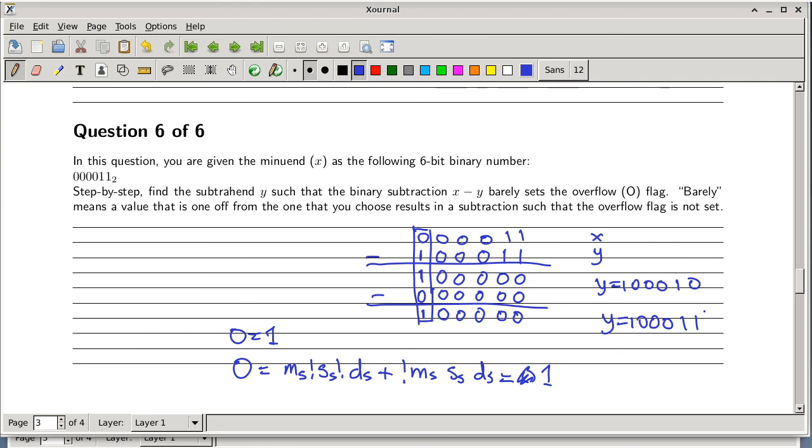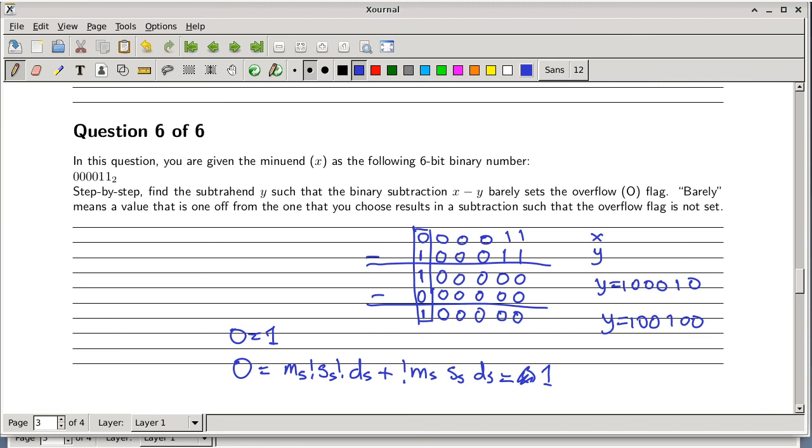Oh, 1, 0, 0. Okay, you're right. I just copied it. And there we go. Yep, okay, that is correct. So you plug this y in and you ask, is the overflow flag still set? And the answer is yes, because you're just changing this 1 to a 0. It doesn't impact the other bits, which means it will still be overflowing. You plug in the other y, which is 1, 0, 0, 1, 0, 0, in place of the y that we have just derived, and you will find that it is not overflowing anymore.